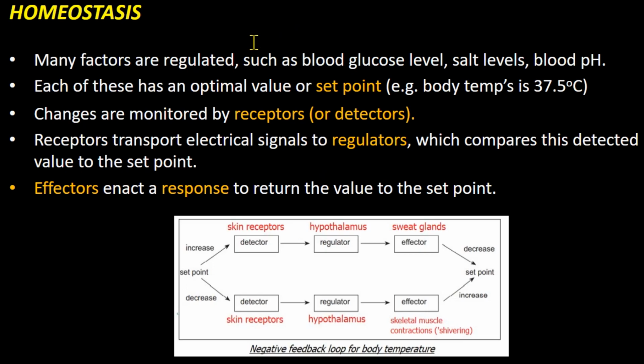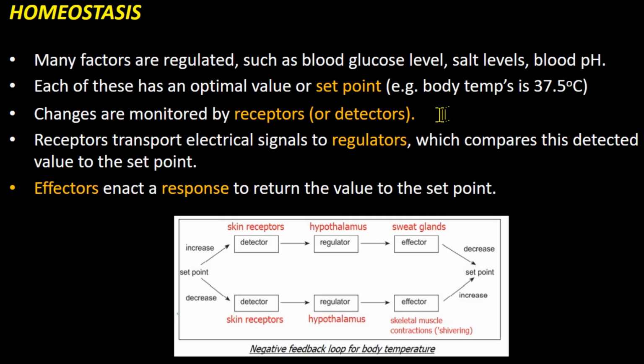So many factors are regulated in the body, such as blood glucose levels, salt levels, blood pH, and temperature, and each of these has an optimal value or set point. For example, the body temperature set point is 37.5 degrees Celsius. That shouldn't change, because if the temperature gets too high, enzymes will begin to denature. If it gets too low, there won't be enough kinetic energy in the body.